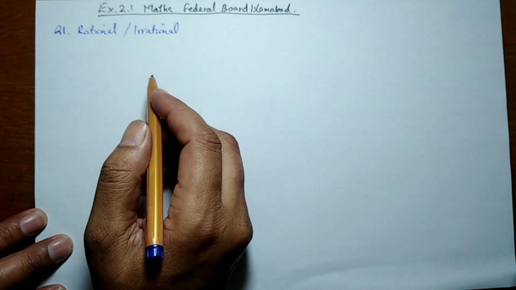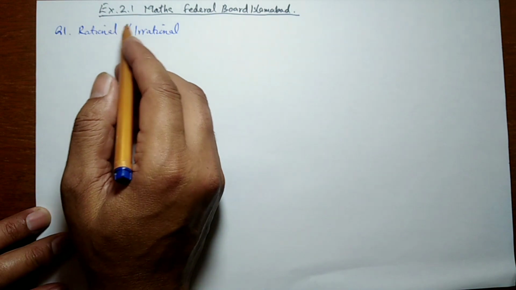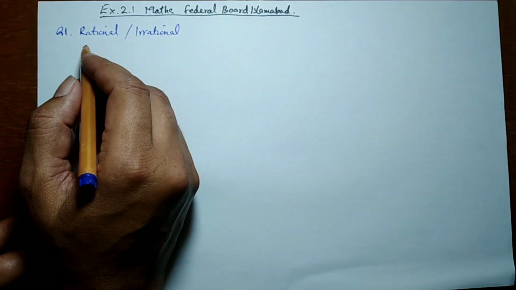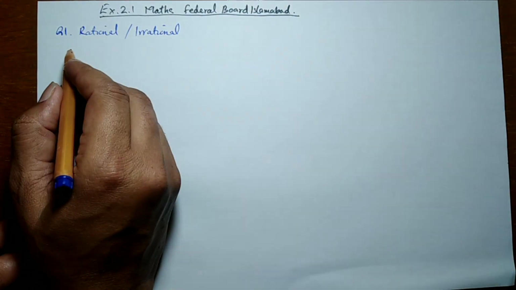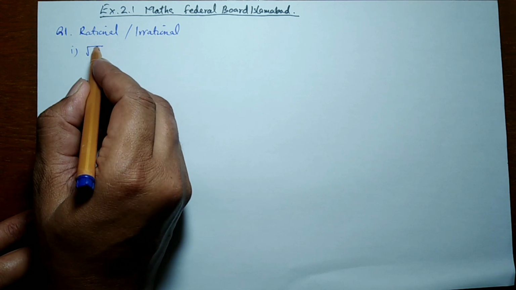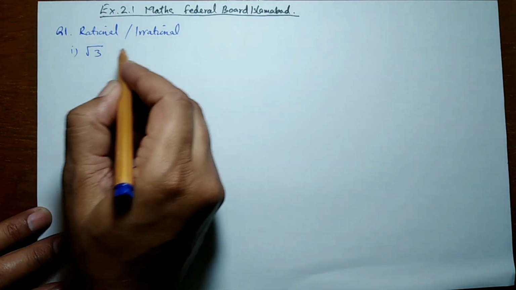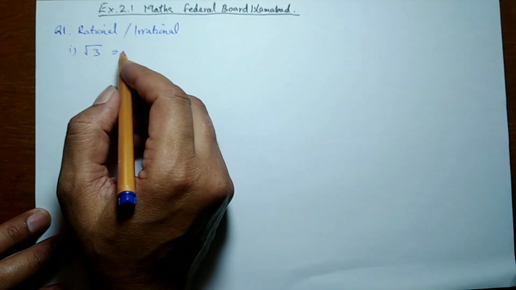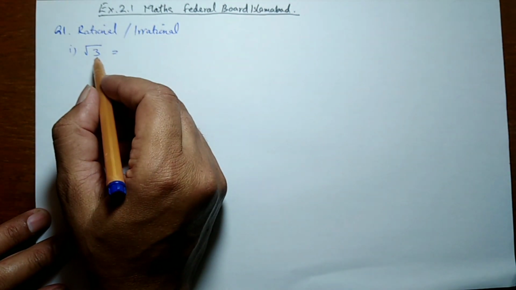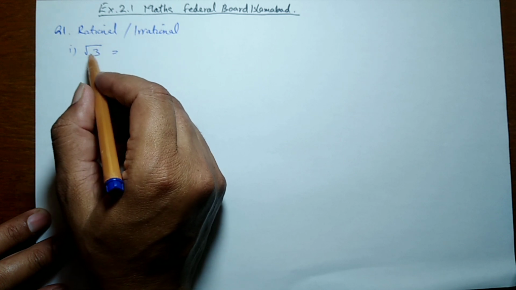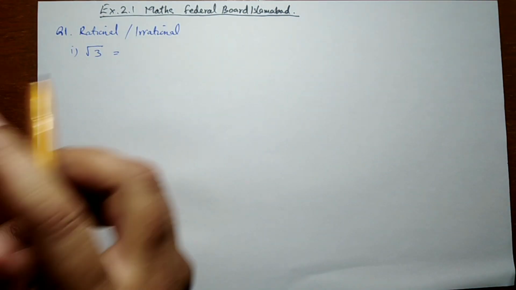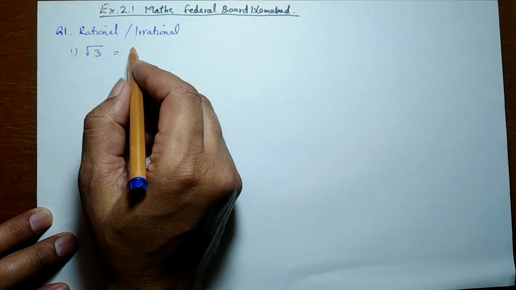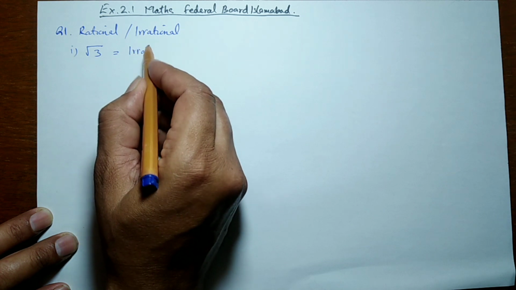Okay guys, today our topic is exercise 2.1, question number 1. We have to find whether the given numbers are rational or irrational. So what about root of 3? This number is an imperfect square, and when we take the square root of an imperfect square number, it's always irrational.